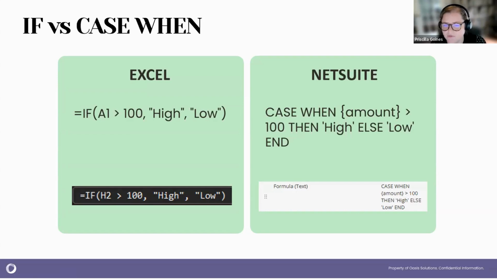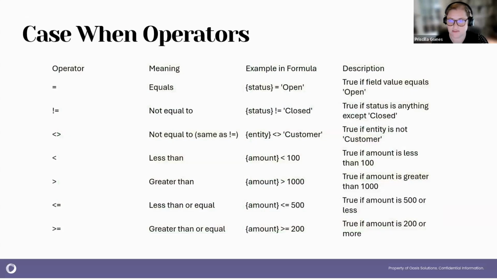In NetSuite, we don't have if statements, we have case when. So you can do a case when, and then you would do the field ID. So in this example, it would be amount. So if the amount is greater than 100, then we want to display high, or else we want to display low, and then we end that statement. Before I show this in NetSuite, I'm going to move over to the next slide.